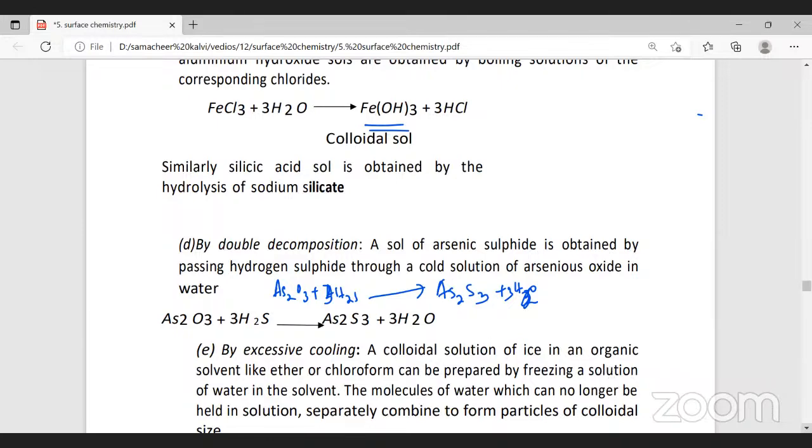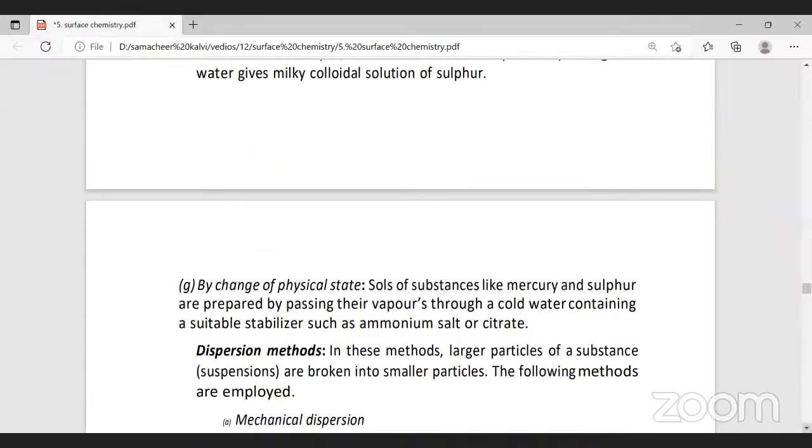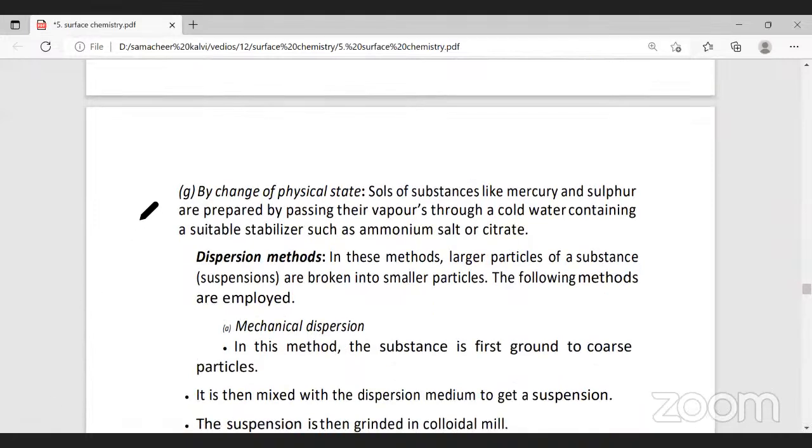The next one is by excess cooling. A colloidal solution of ice in an organic solvent like ether or chloroform can be prepared by freezing a solution of water in the solvent. Molecules of water which can no longer be held in solution separately combine to form particles of colloidal size. These two methods, excess cooling and exchange of solvent, are not in our syllabus, so don't worry about them.